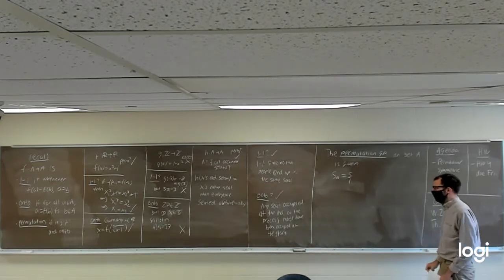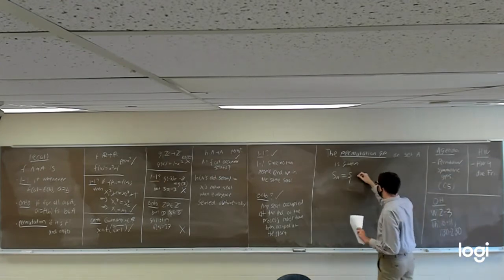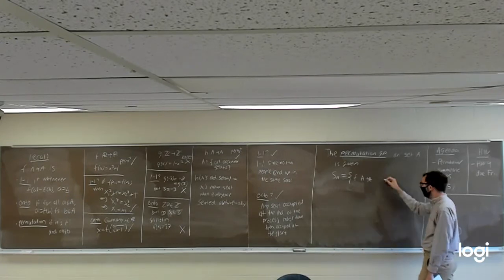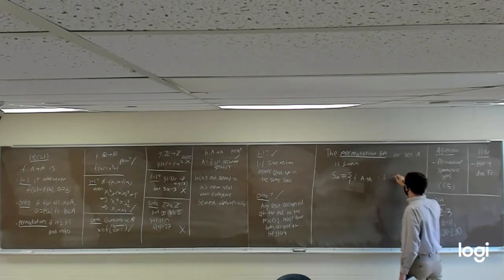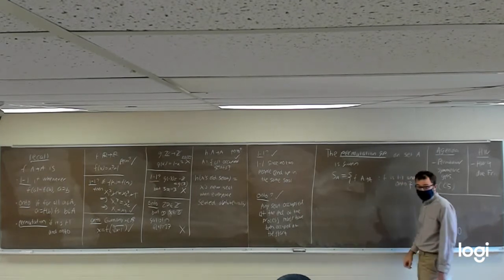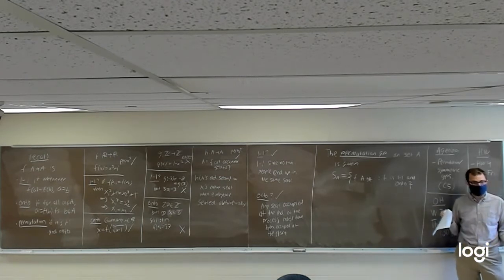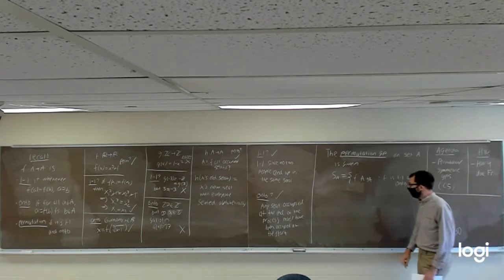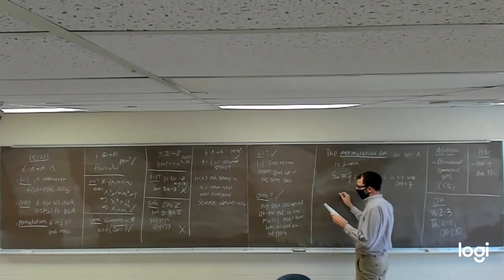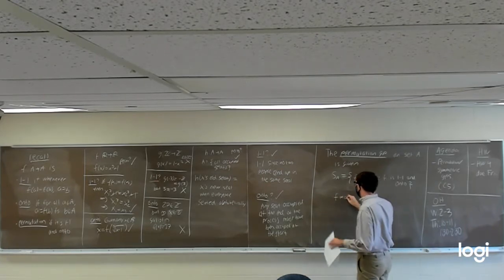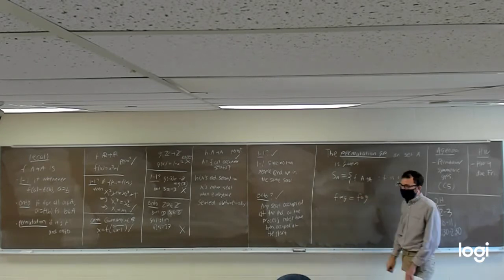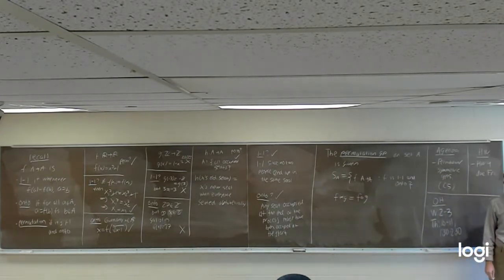typically referred to as S sub A, which, as a set, is just going to be the set of all permutations from A to A. So the set of all functions from A to A, such that f is one-to-one and onto. And so our permutation group, the set is going to be the set of all permutations of the same set A. And the group operation is just going to be f star g is defined to be the composition of functions f and g.